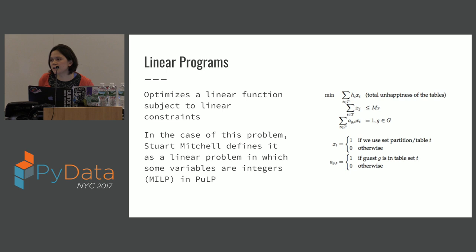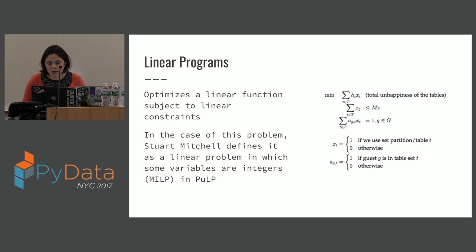The PuLP library, which is a Python linear programming library, one of many, has a really nice tutorial on seating assignments, which has been written by Stuart Mitchell, which defines it as a linear problem in which some variables are integers, which is also known as a mixed integer linear problem. So in this case, we want to minimize the total amount of unhappiness at each table, and we want to make sure that each table assigns someone, and that everyone ends up in a table.